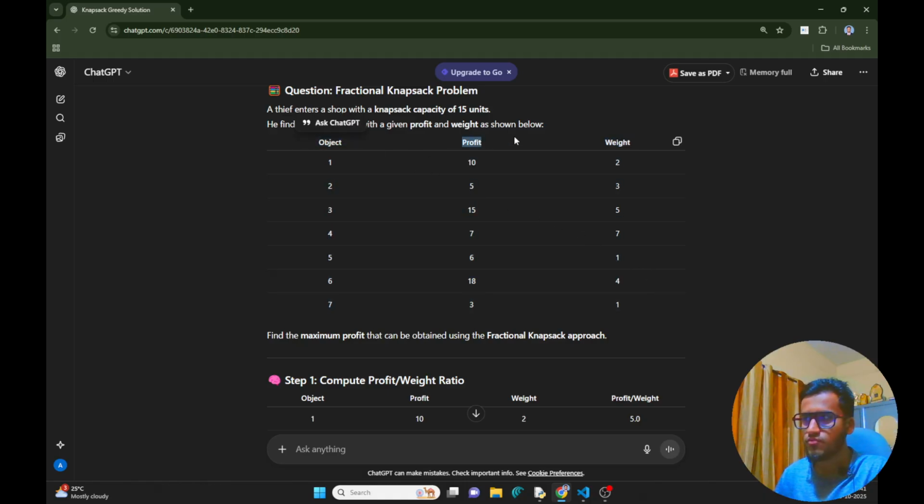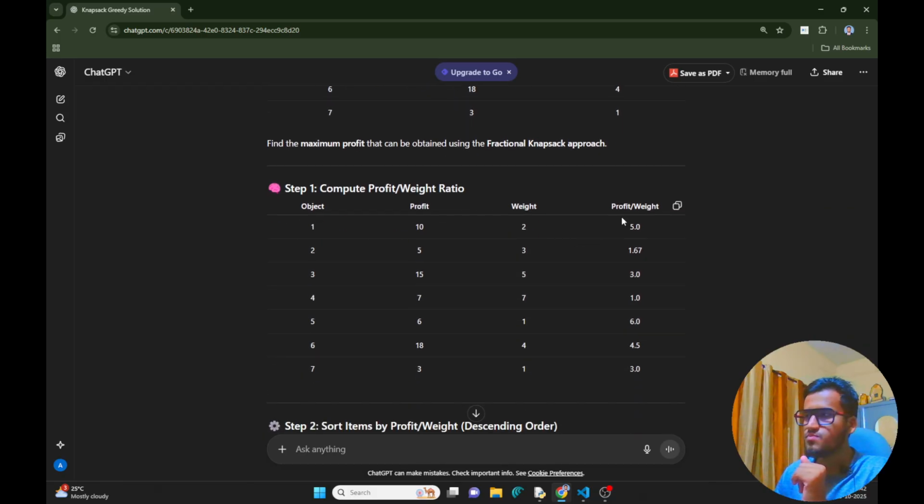We have object, profit, weight. Objects are normally given as 1 2 3 4 5 6 7. Profit and weight are given as values. This is your question. The first step you should do is create profit by weight. That means divide profit by weight to find the value per weight. Why do you want this? I will tell in the next step why we are doing this.